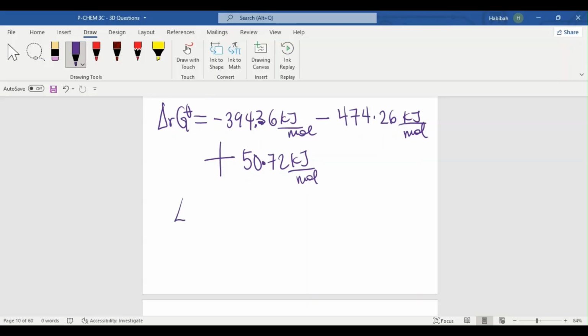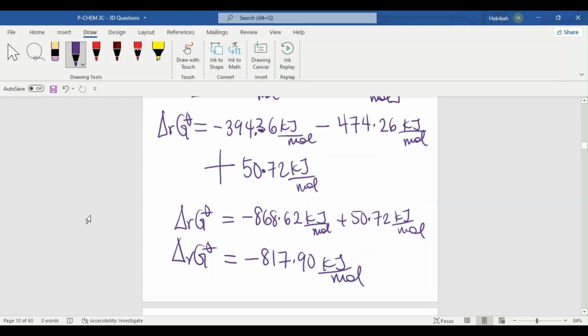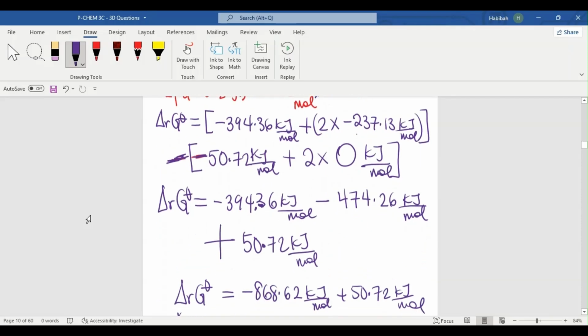50.72. So that's going to simply give it Gibbs energy of reaction becomes negative 868.62 kilojoule per mole plus 50.72 kilojoule per mole. So the Gibbs energy of reaction becomes negative 868.62 plus 50.72 would give you negative 817.90 kilojoule per mole. And as you're aware, in chemistry, anytime we're done with the calculation, we have to make sure that we're putting the right number of sig figs or decimal places. And we're dealing with additions here, so we're going to focus on decimal places.